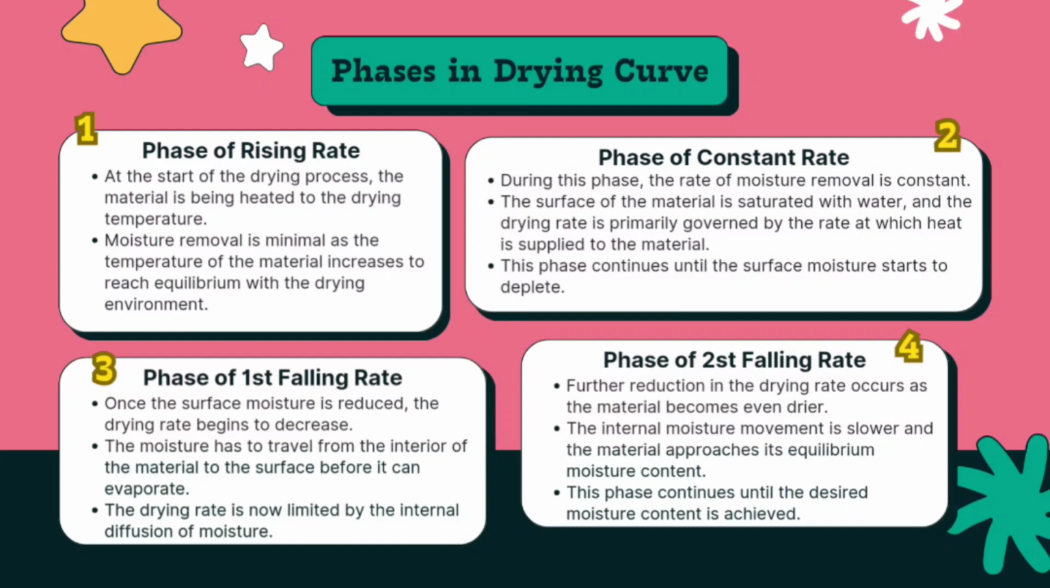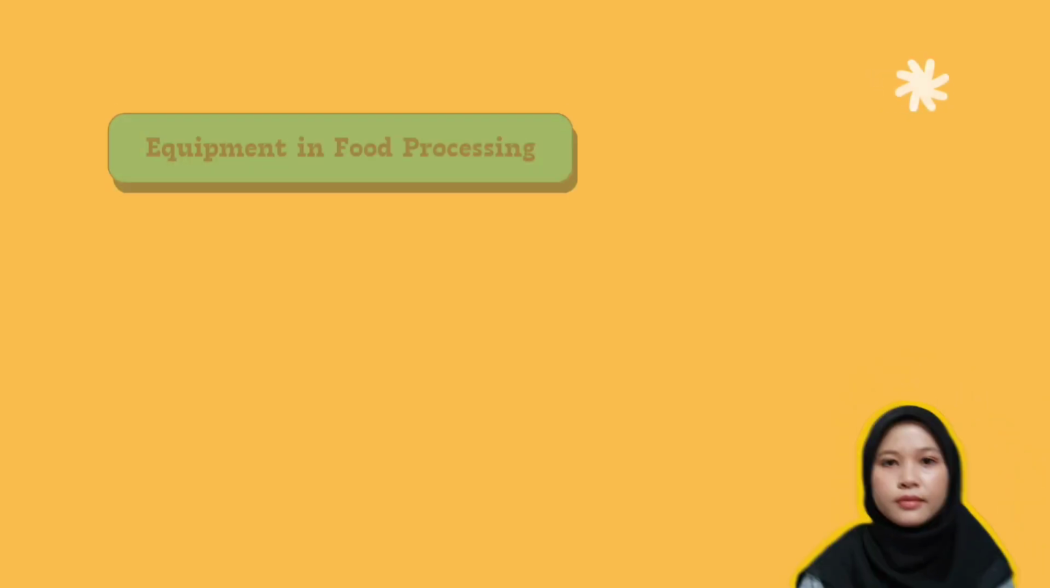Here, the drying rate drops because moisture must travel from the interior to the surface to evaporate. Internal diffusion of moisture now limits the drying rate. In the second falling rate phase, the drying rate reduces further as the material becomes drier. Moisture movement within the material slows, approaching the equilibrium moisture content. This phase continues until the desired moisture level is achieved.